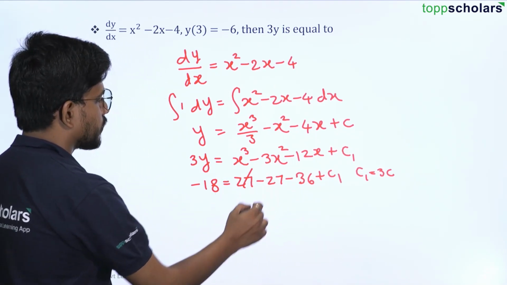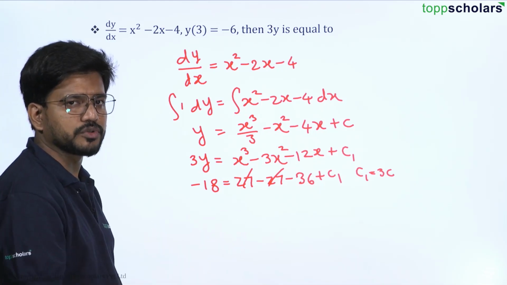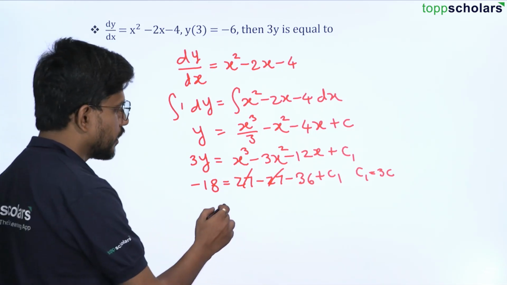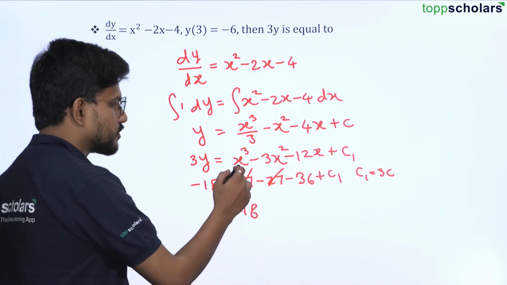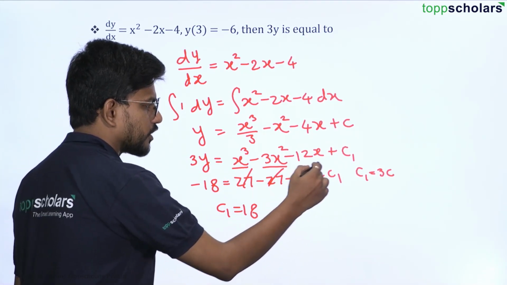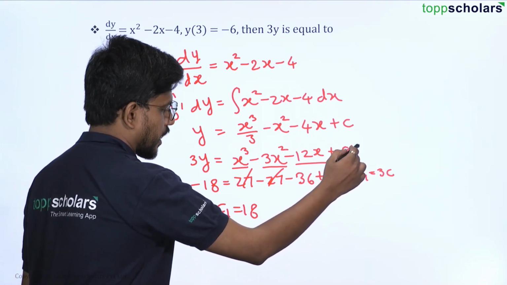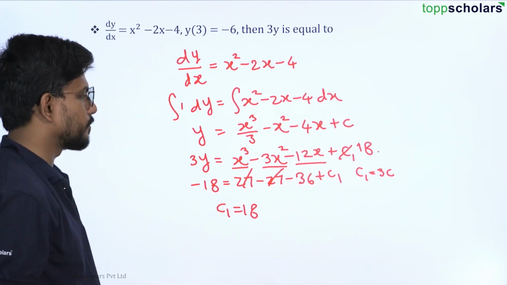So 27 got cancelled, minus 36 comes to the other side, 36 minus 18 is 18, and c1 is equal to 18. So what is the value of y? The same, x cube minus 3x square minus 12x, and instead of c1 I have 18. Let us check the options.